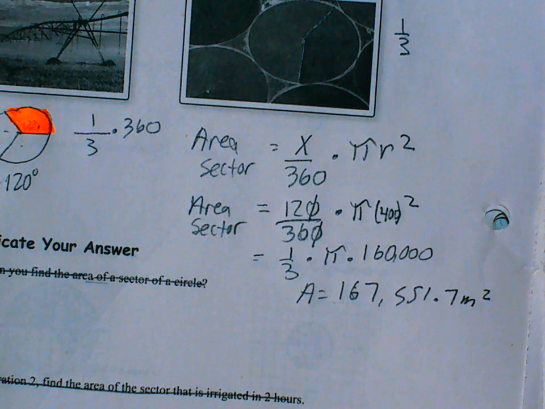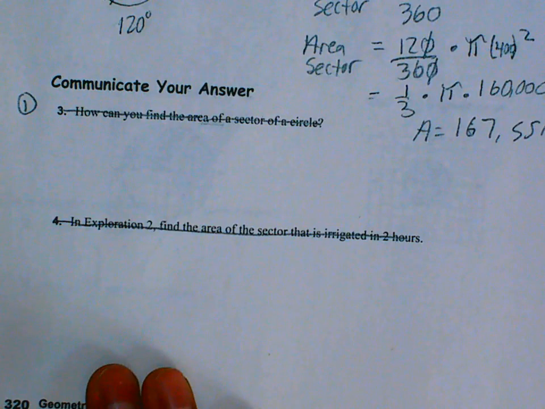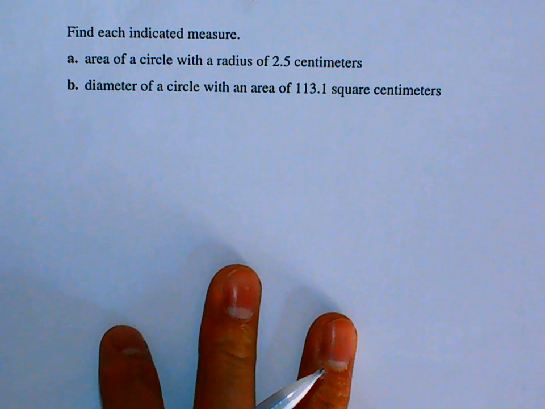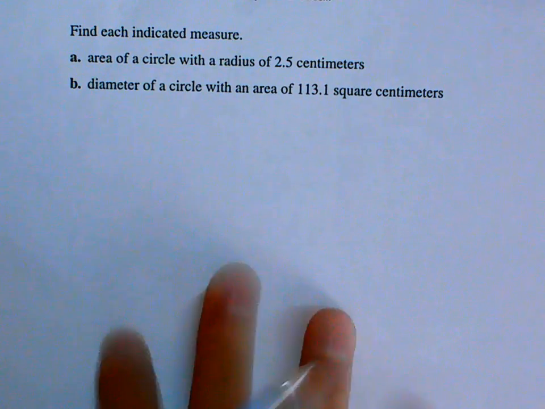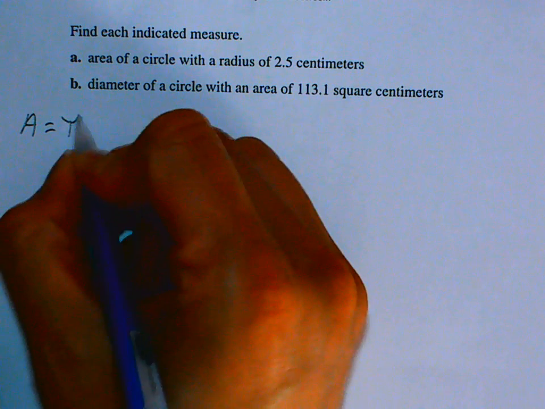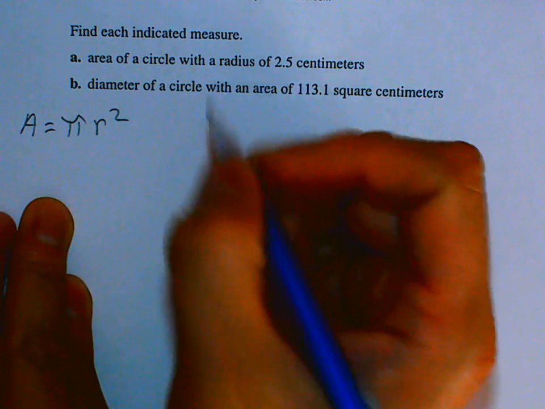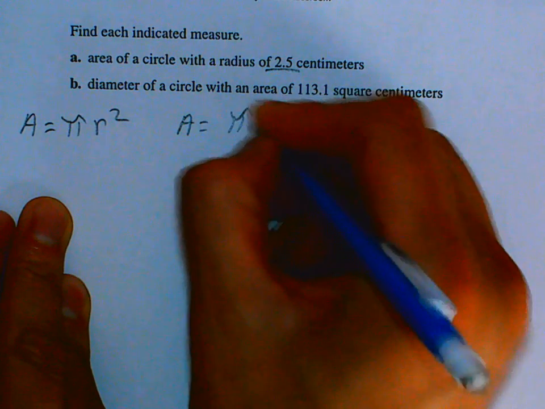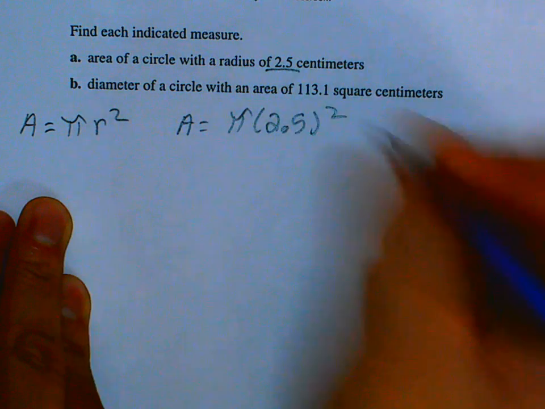Okay, let's go ahead and get started with the following examples. So the first example is actually going to be right there. Okay, example 1. Area of a circle with a radius of 2.5 centimeters. So area of a circle, if you remember, we already said it was going to be pi r squared. The radius is 2.5. So area equals pi times 2.5 quantity squared.